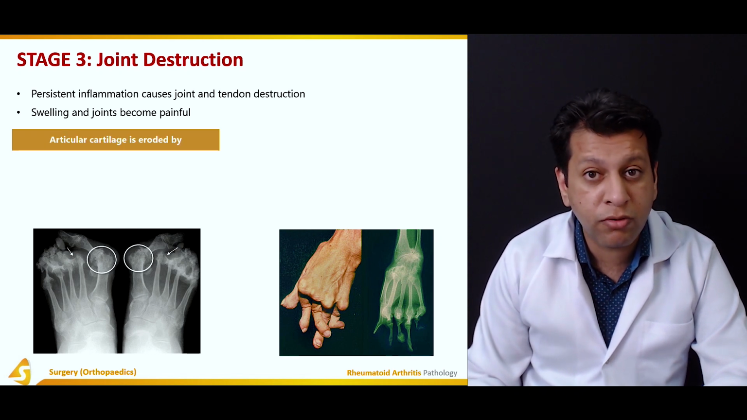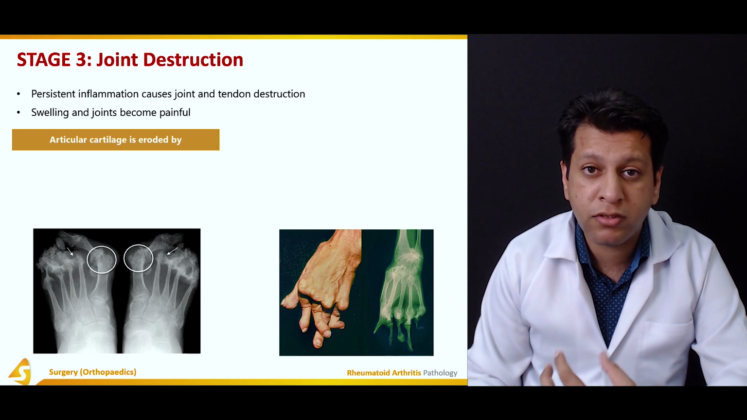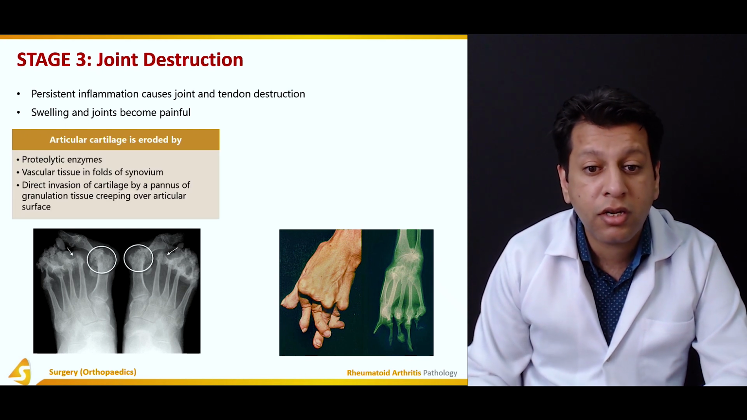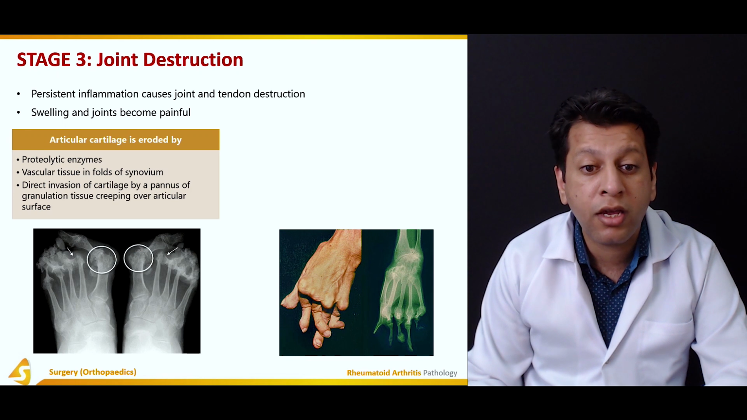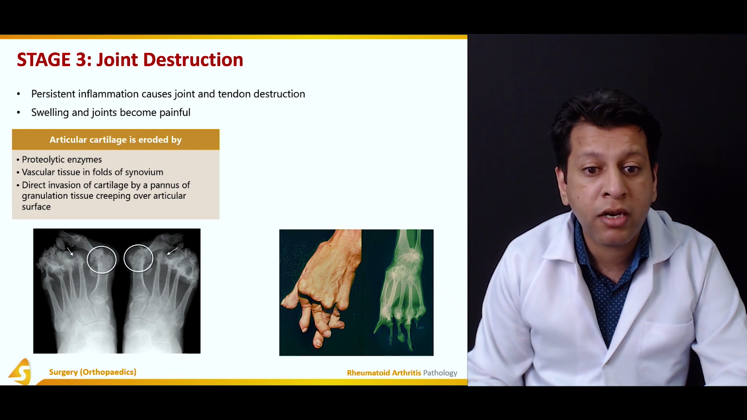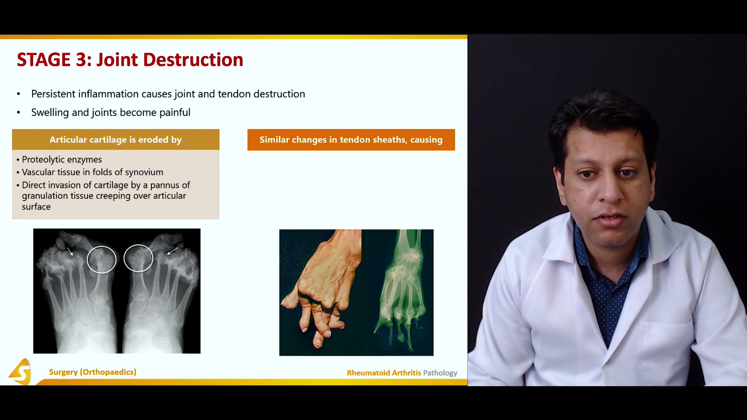Articular cartilage is eroded because the macrophages and all those cells which are getting activated will attack the cartilage, resulting in cartilage destruction. These are actually destroyed by proteolytic enzymes, vascular tissue in the folds of the synovium, and direct invasion of cartilage by pannus of granulation tissue creeping over the articular surface.